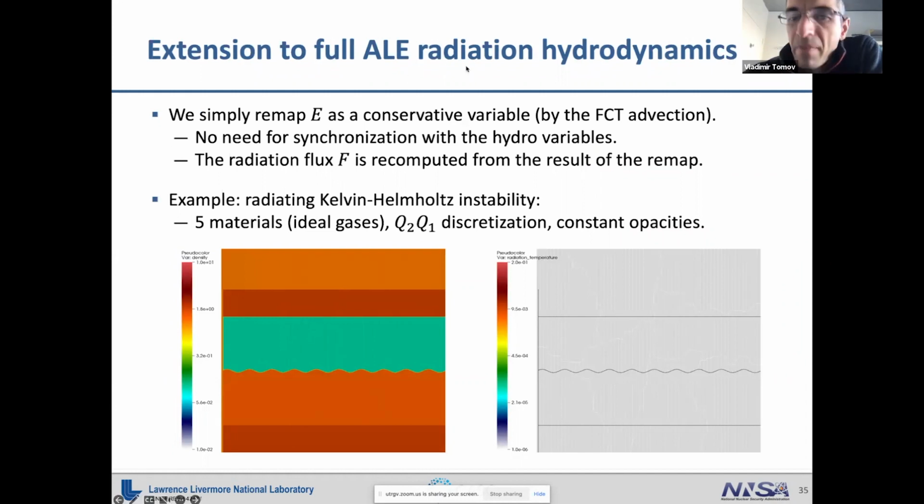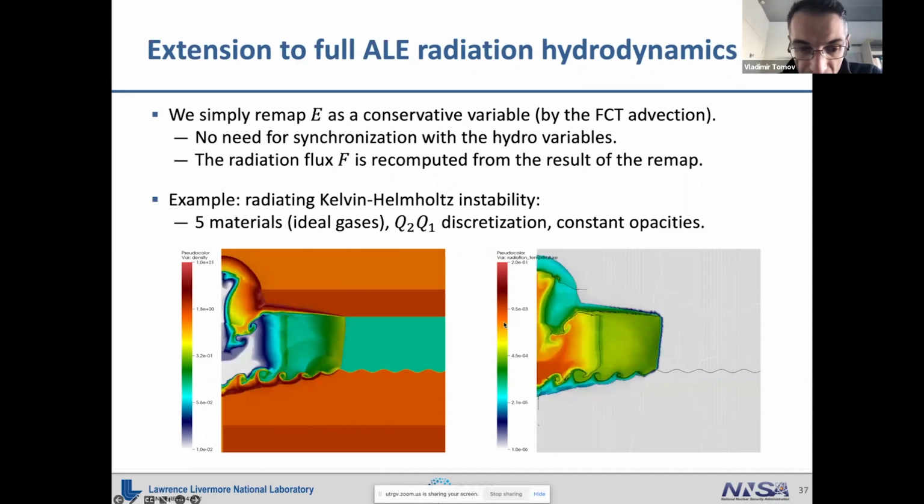So with this, once everything is done, this test here is something that people actually run at the lab on one of the laser facilities. There are 5 materials here. There is some perturbed interface. There is some foam on the inside. And the laser hits this wall. It heats it up. The radiation starts to emit radiation, and it propagates on the inside, forming some instabilities on the bottom. So this is material density.